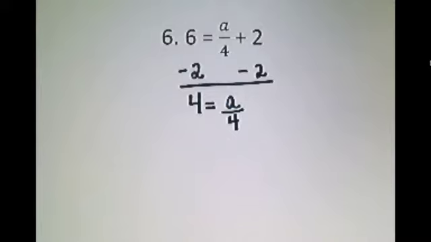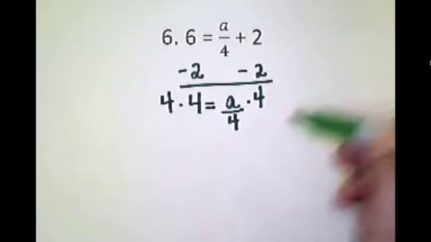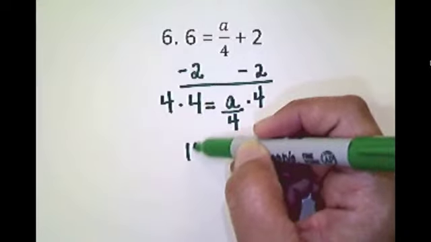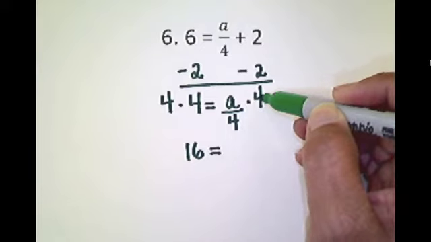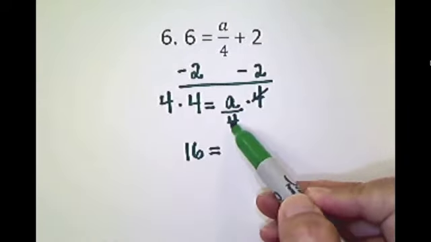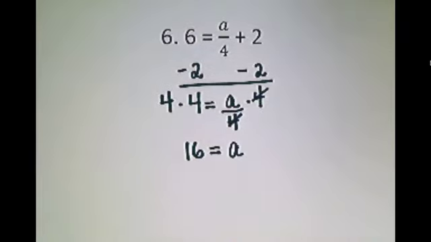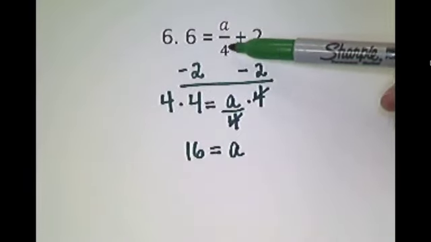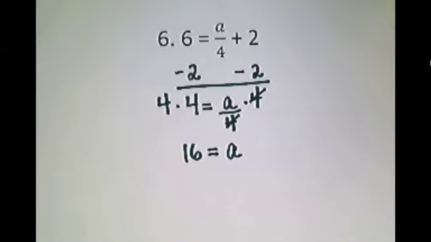A is divided by 4, so in order to eliminate that division, we are going to use the inverse, multiplication. So I need to multiply both sides by 4. 4 times 4 is 16. Here we have a divided by 4 and then multiplied by 4. When you have this scenario, the 4's will equal 1. So you have 1a is equal to 16. Checking your answer, 16 divided by 4 is 4. 4 plus 2 is 6. So that is our correct answer.